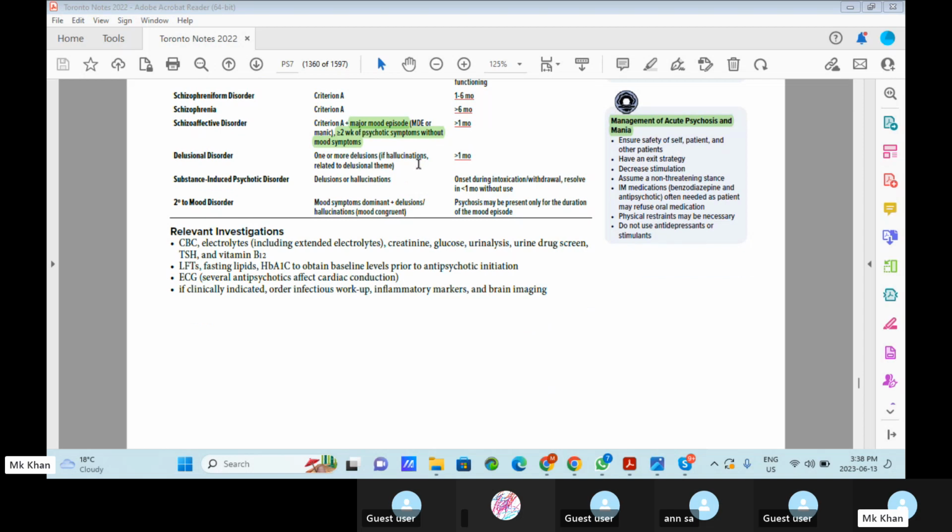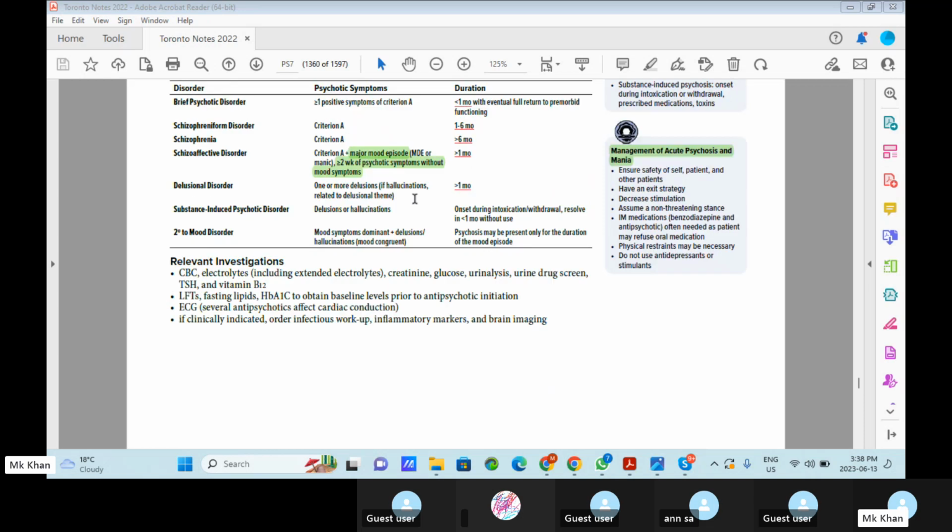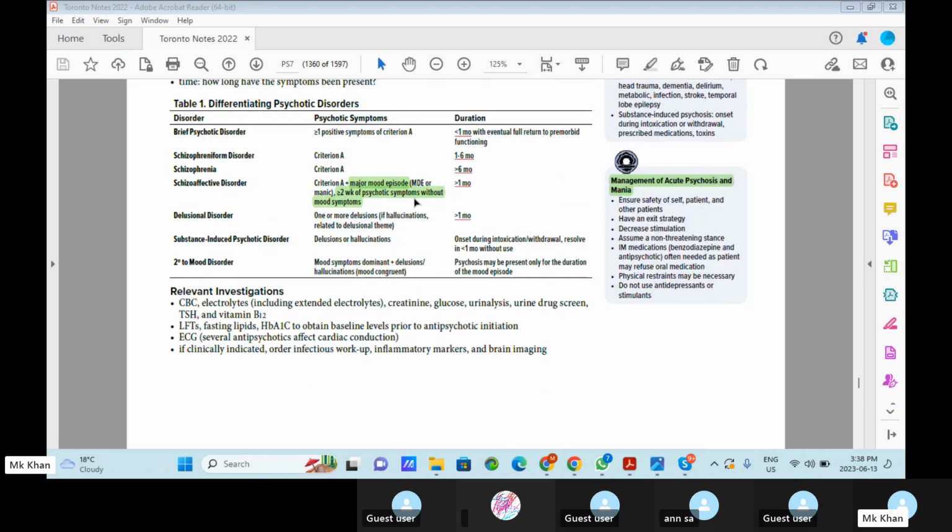Now delusional disorder is also more than 1 month: one or more delusions, with hallucinations, if present, related to the delusion theme. So one or more delusions are present for more than 1 month. Like the patient will be thinking, oh, the person is going to kill me or something like that, but that false delusion is present for more than 1 month.